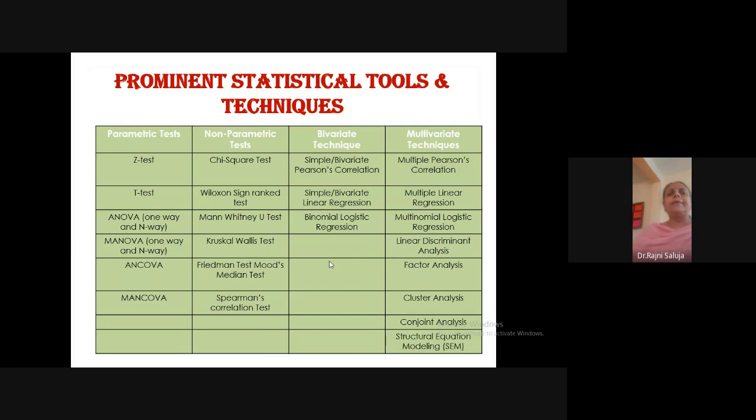In that case, when we talk about the bivariate techniques, we talk about simple bivariate Pearson correlation, simple bivariate linear regression, and binomial logistic regression. Then in the case of multivariate techniques, we have multiple Pearson correlation, multiple linear regression, and multinomial logistic regression. These are the advanced techniques which are available. Nowadays, structural equation modeling is very commonly used, and various software packages are also available for applying this technique, structural equation modeling.